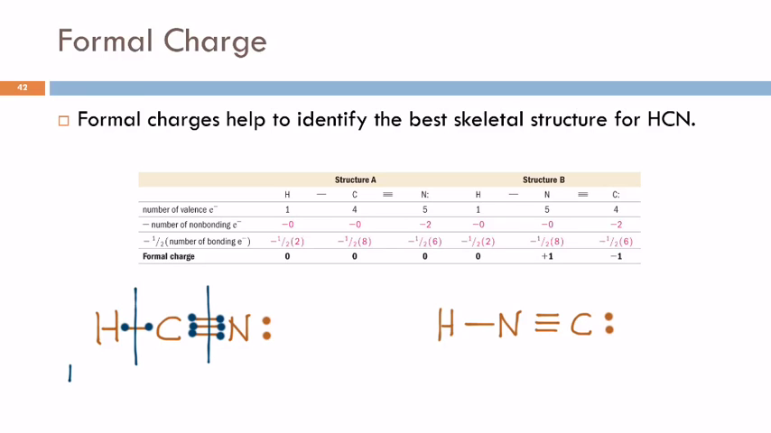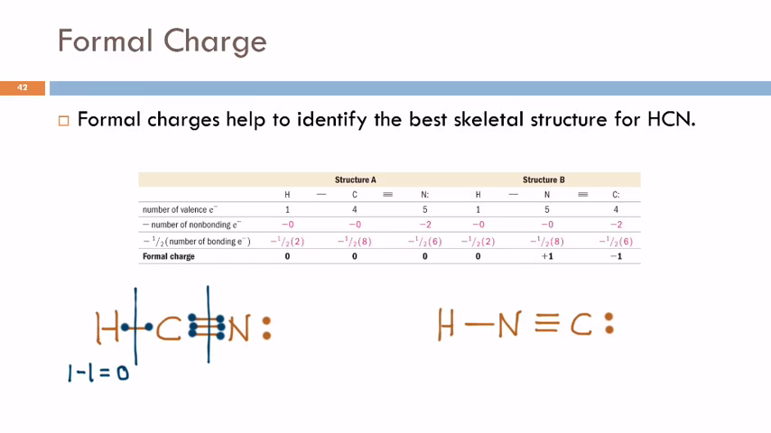And when we split the bond, when we cut it, they get divided equally. So this isn't shared anymore, we broke it. So the hydrogen has 1 on its side of the line. So 1 minus 1 is what? 0. The formal charge on this hydrogen is 0.